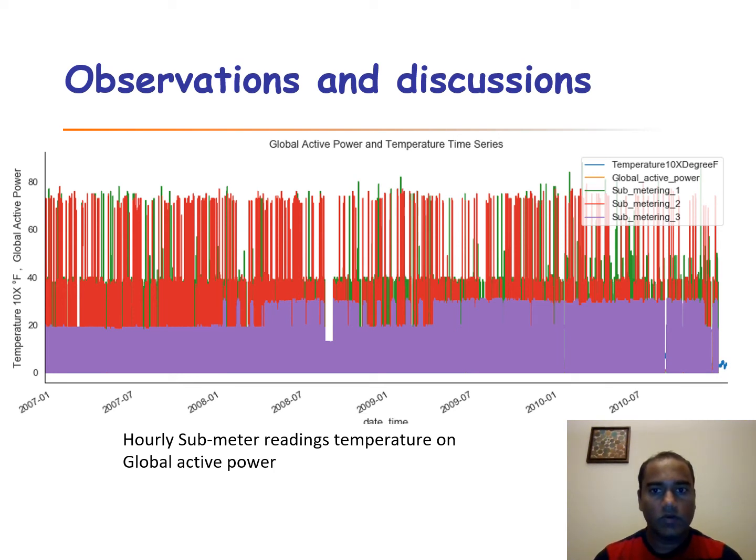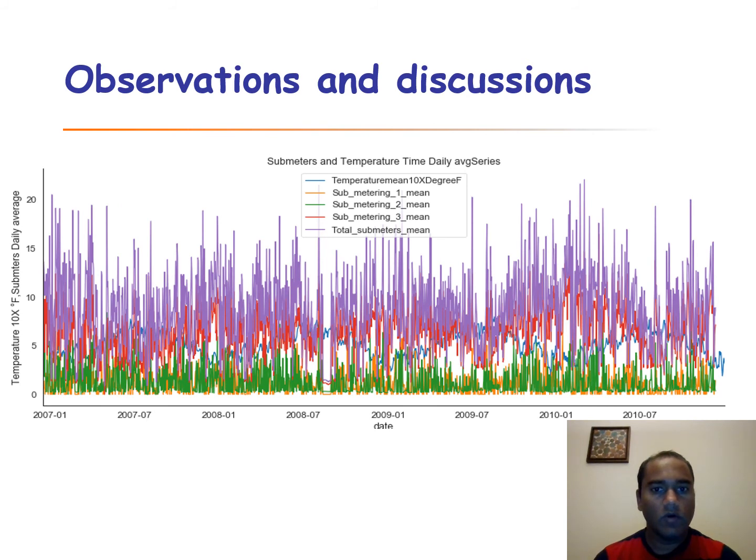You can correlate that temperature has a direct relation with submeter 3: when the temperature is high, the submeter 3 usage is low, in the months of June, July, and August of each year. This is a little more. This is the daily average for all the parameters I just described a while ago: submeter 1, submeter 2, submeter 3, and the total submeters, along with the temperature. This is the daily average for all the years projection.